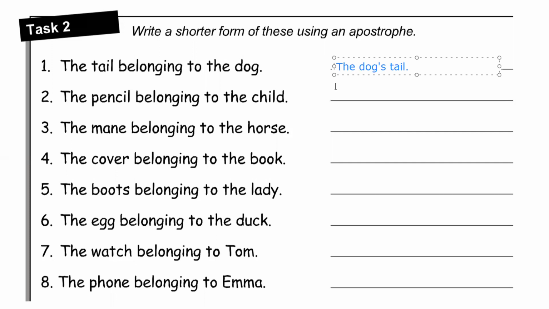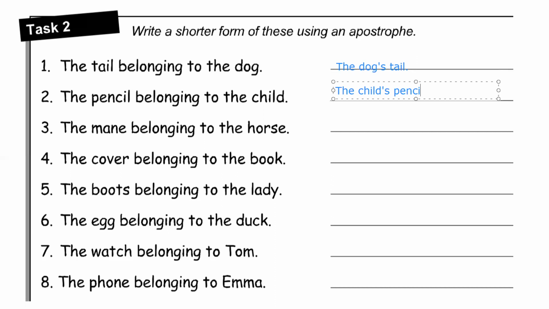The next one, the pencil belonging to the child. Again, it is only one child, so I'm going to put capital T for the. And then child does not need a capital letter, so child does not end in an S, so I'm going to use apostrophe S at the end. The child's pencil, full stop.